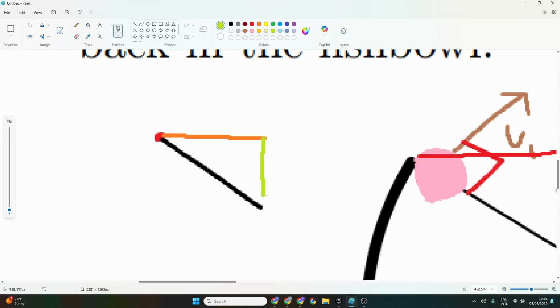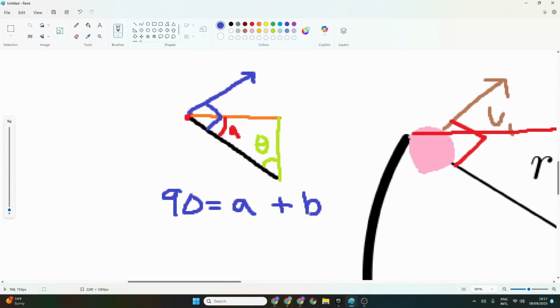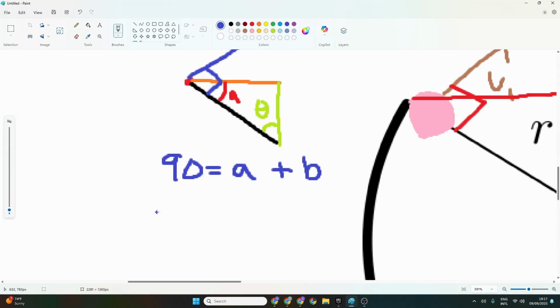And then we have this angle right here. And again, we want to find the angle of this, where this is perpendicular to that. So let's call this alpha, which would mean that 90 is equal to alpha plus some other angle. Let's say b, and b is what we're looking for. Well, 90 minus alpha would be equal to b, right?